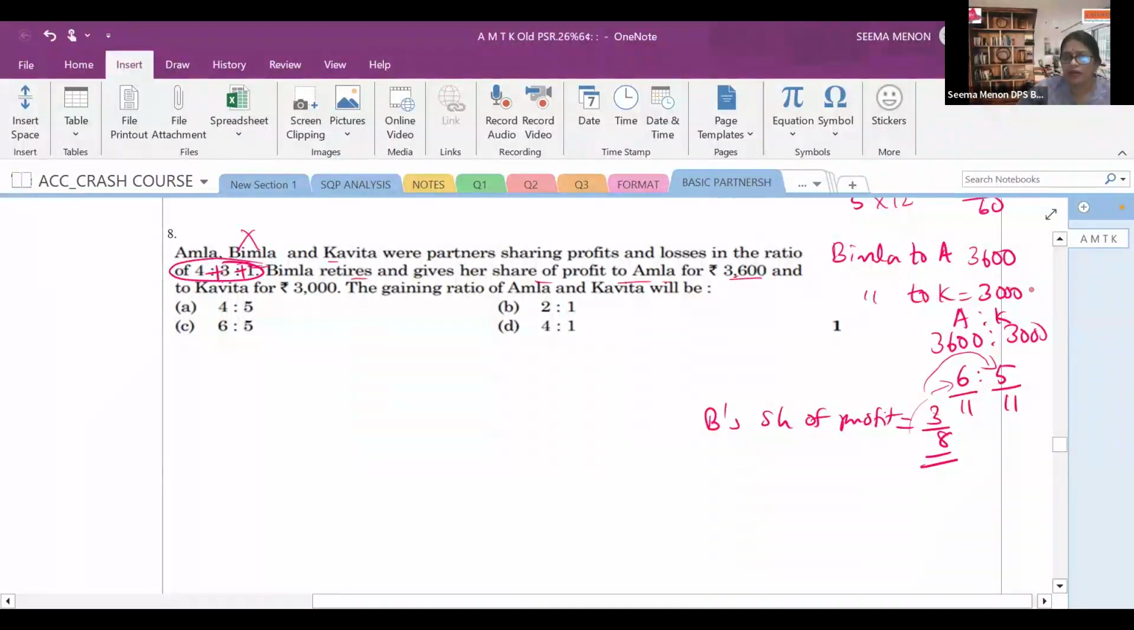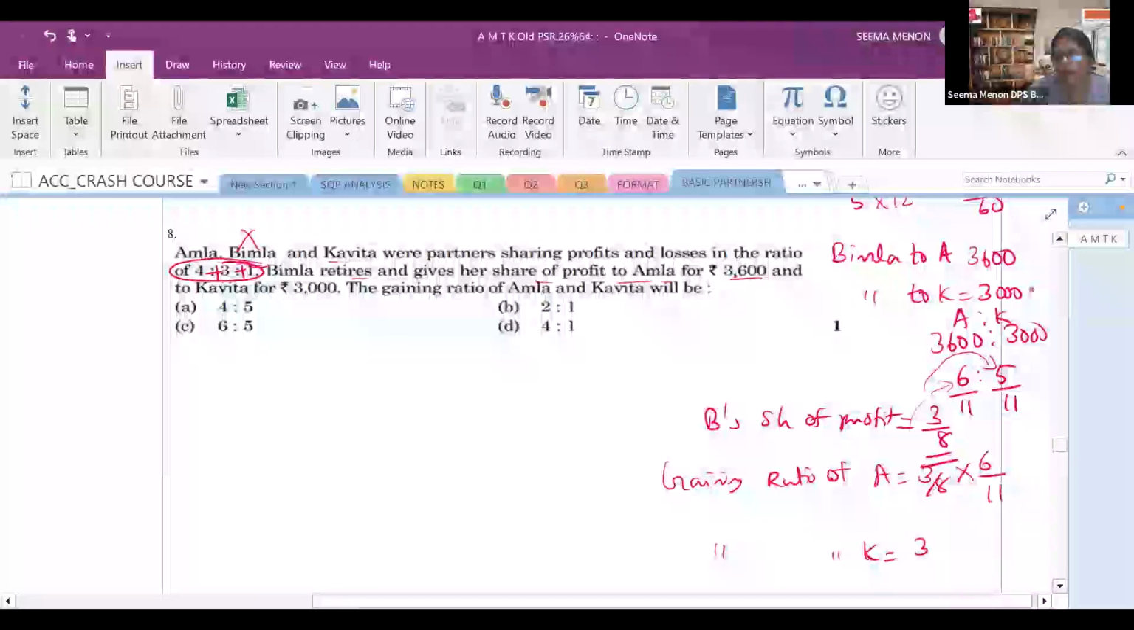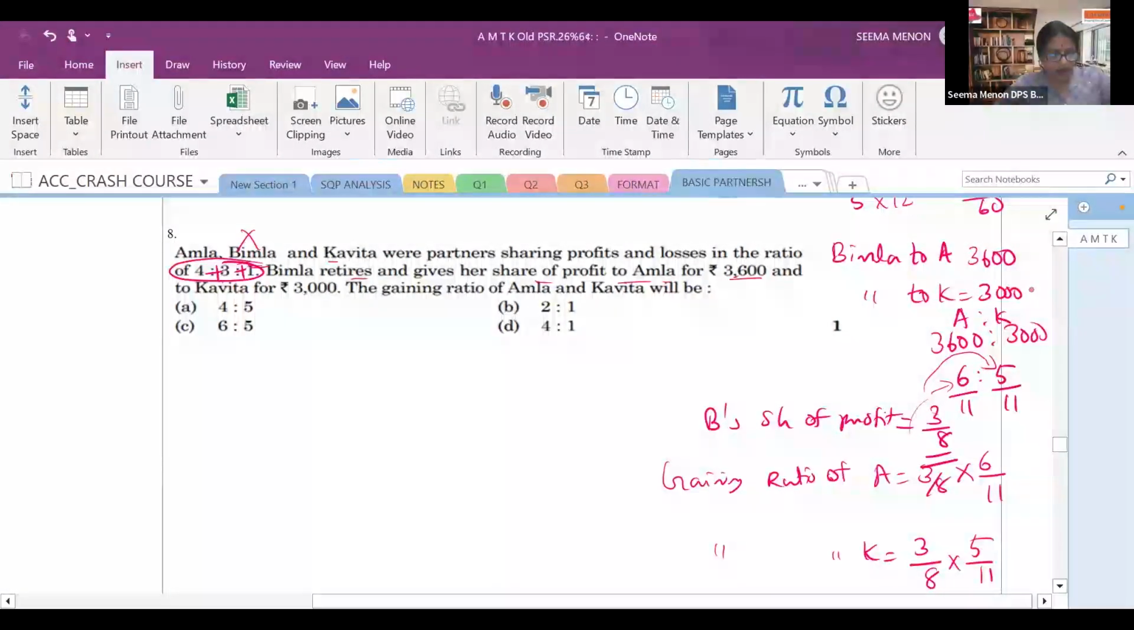Now we need to find out the gaining ratio of Amala and Kavita. Bimala's share was 3/8, and 6/11 of it Amala will be getting. So 6/11 you will solve. Same way, the gaining ratio of Kavida: Bimala's share is 3/8, and 5/11 of it Kavida will get. Now you solve it and find out how much you get. Okay, let's solve it.